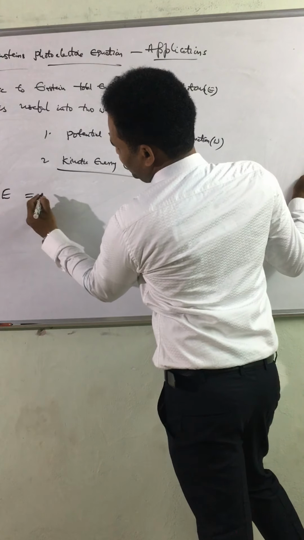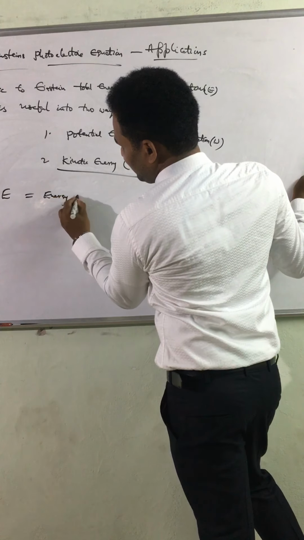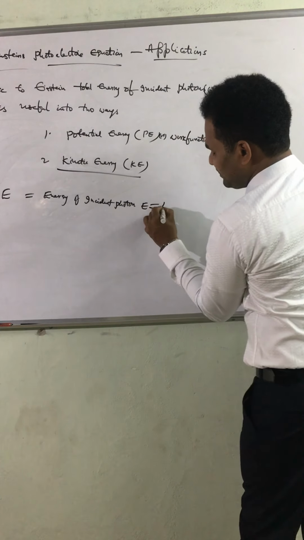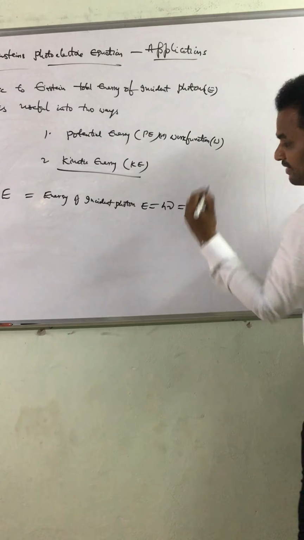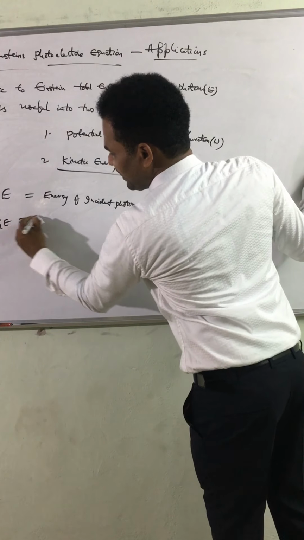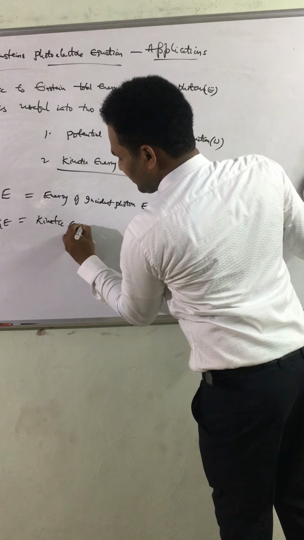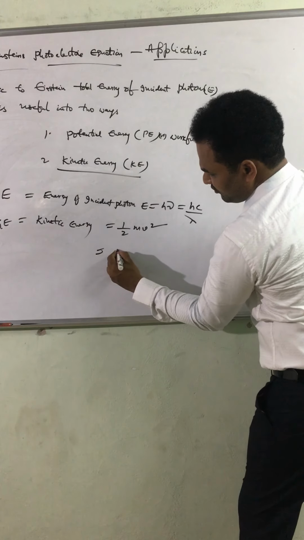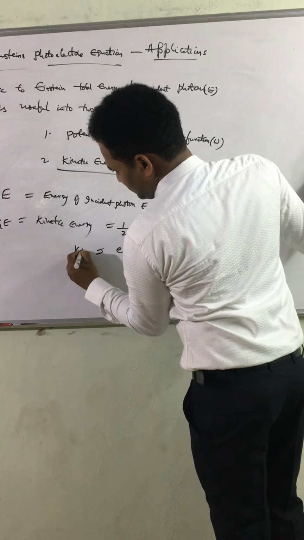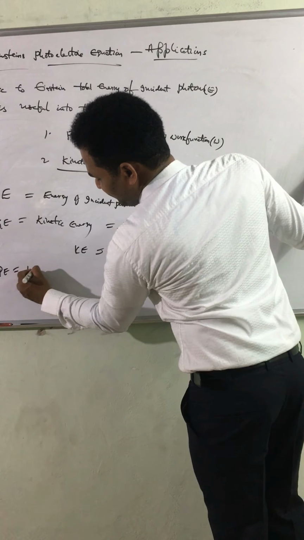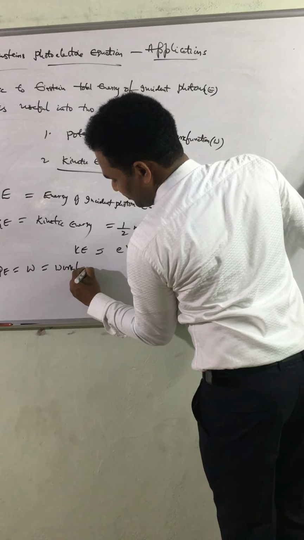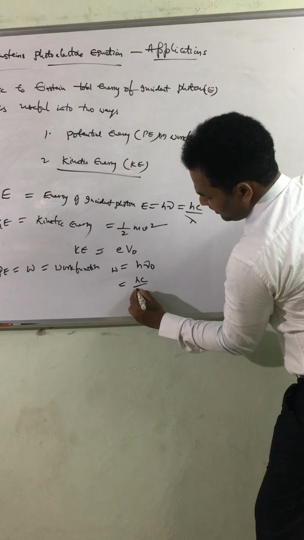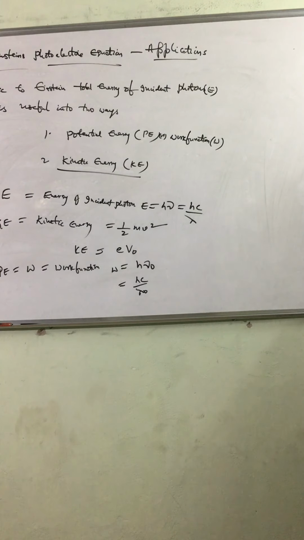So E is equal to the energy of the incident photon. E is equal to h nu, that is hc by lambda. Ke is equal to the kinetic energy of the emitted electron, half mv square while moving with the speed, and eV naught. And potential energy is nothing but work function. This is W is equal to h nu naught, that is hc by lambda naught. These three formulas are very very important.